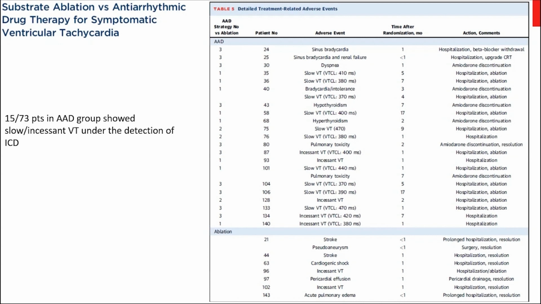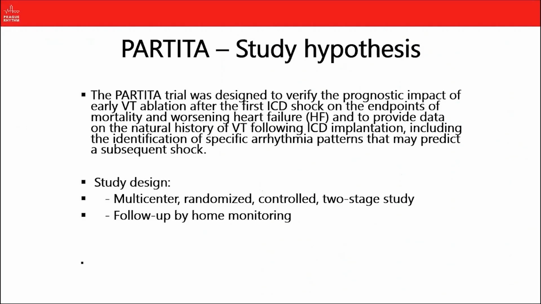Drug interruption or hospitalization for further treatments is extremely more frequent as opposed to patients that had ablation. The third study that I am willing to show you is the Partita study, which is published by our group. This study was designed to verify the prognostic impact of early VT ablation after the first ICD shocks on the endpoints of mortality and worsening heart failure, and also to provide data on the natural history of VT following ICD implantation, trying to identify a specific arrhythmia pattern that might predict a subsequent shock.